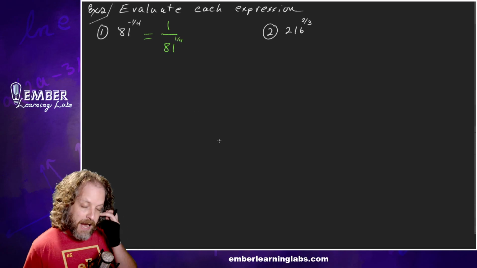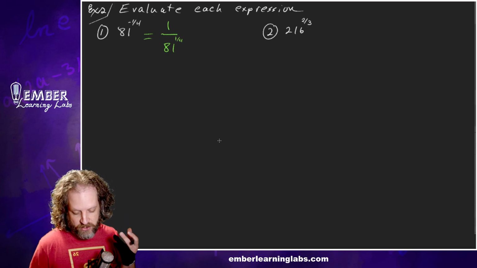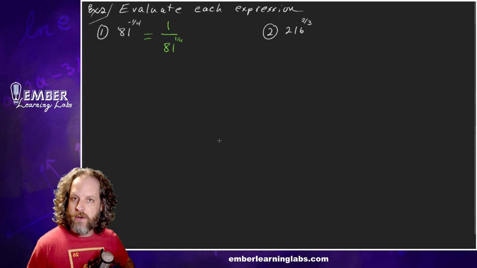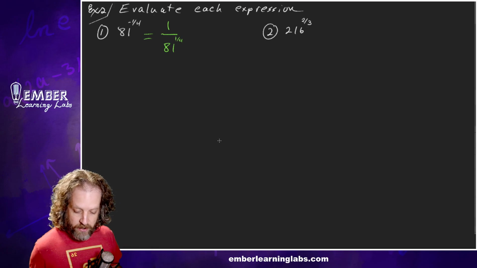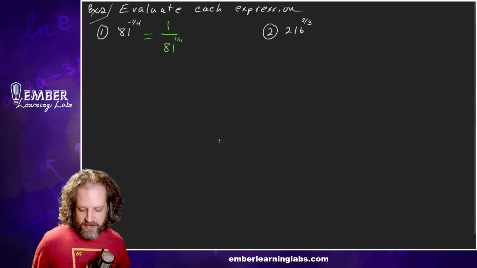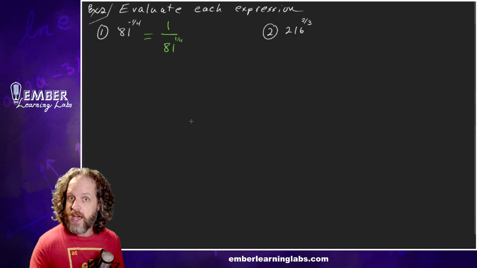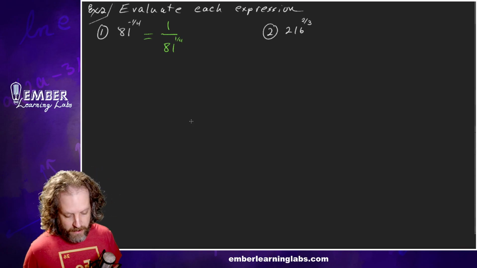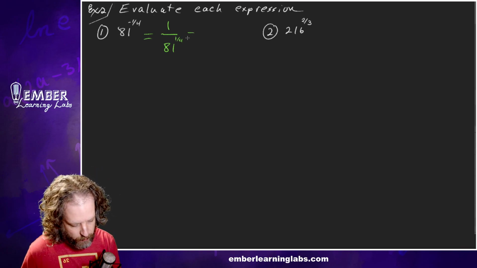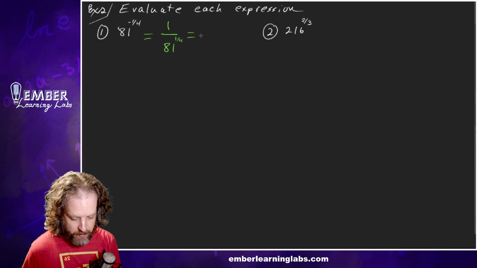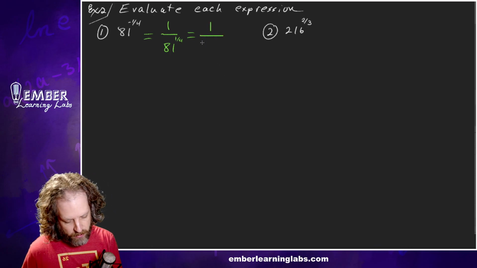So now it might be useful to convert this into radical form. That way we can kind of see what's going on. We're used to seeing things with numbers in them like that in radical form, so let's do that next. Okay, so in radical form, it's got a 1 as the power and a 4 as the root. So it would be 1 over the 4th root of 81.